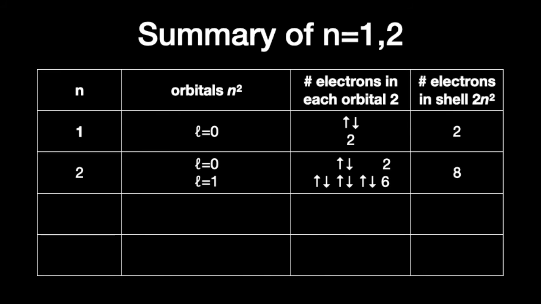So far, this is our summary table. For the n equals 1 shell, we have s orbitals only, and there's 2 electrons in that s orbital. For the n equals 2, you have s and p orbitals. So there's 2 electrons in the s orbital and a total of 6 electrons in the 3 p orbitals, giving you a total of 8 electrons in that shell.